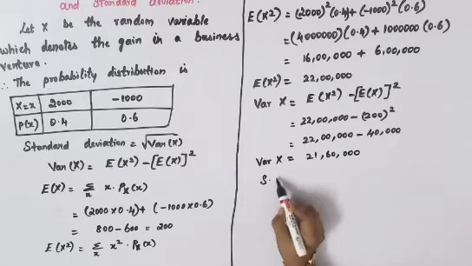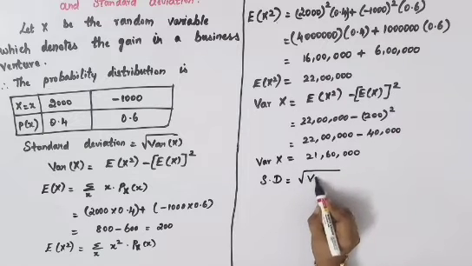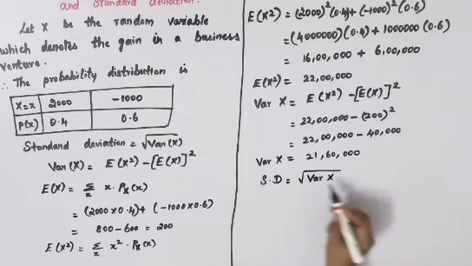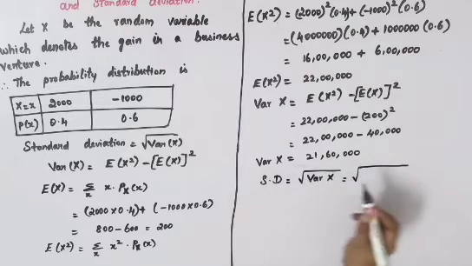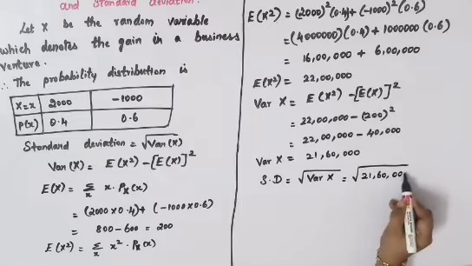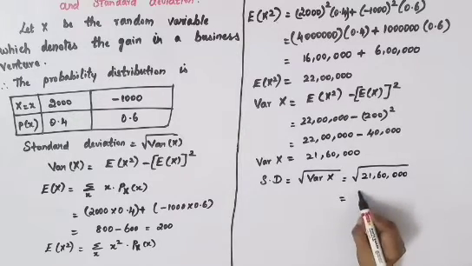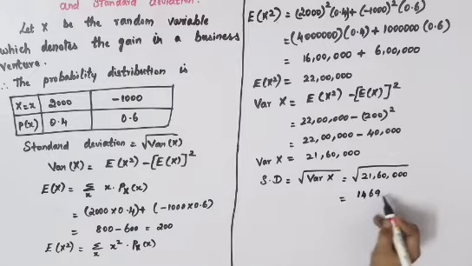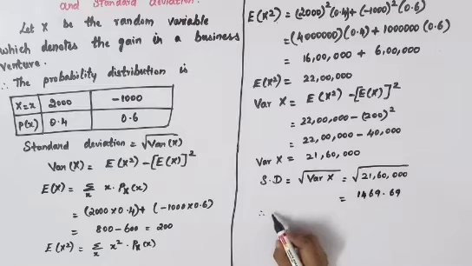Next is standard deviation. Standard deviation is nothing but root of variance of x. So that is equal to root of 21 lakhs 60,000. Root of 21 lakhs 60,000 will be 1469.69.